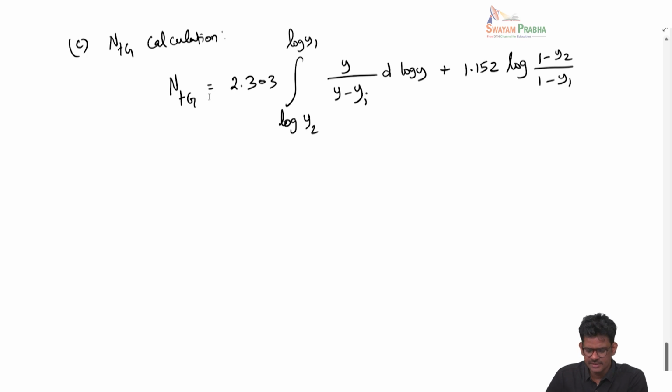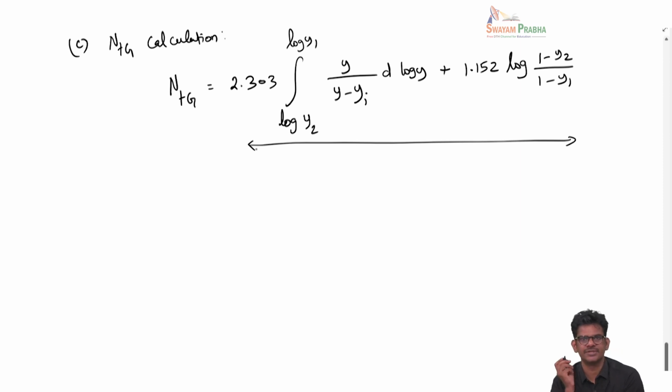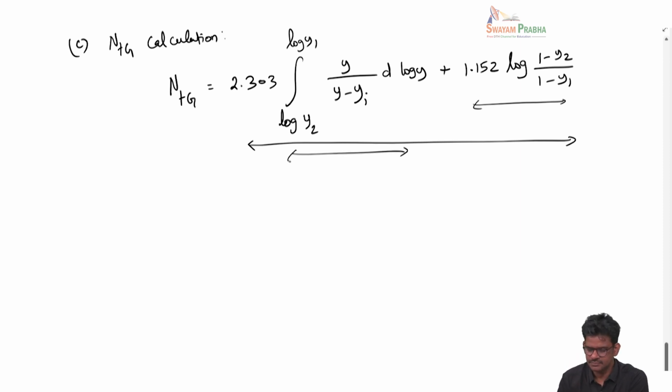So for the NTG calculation, I am using the expression for NTG based on this logarithmic expression. This was also discussed in one of the classes. So as you can see here, this part is easy to calculate because we know y1, y2, and the difficult part is this integral. So now again, we have to do it in the logarithmic y, and then we have to find this expression y divided by y minus yi. Okay. So let me again tell you.